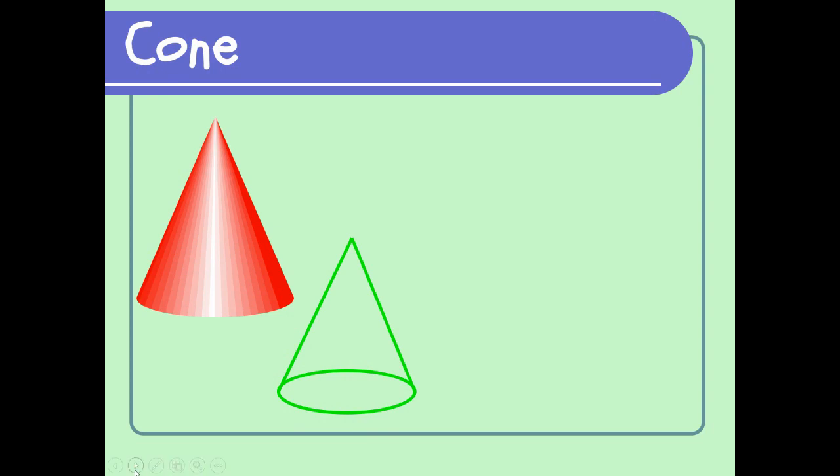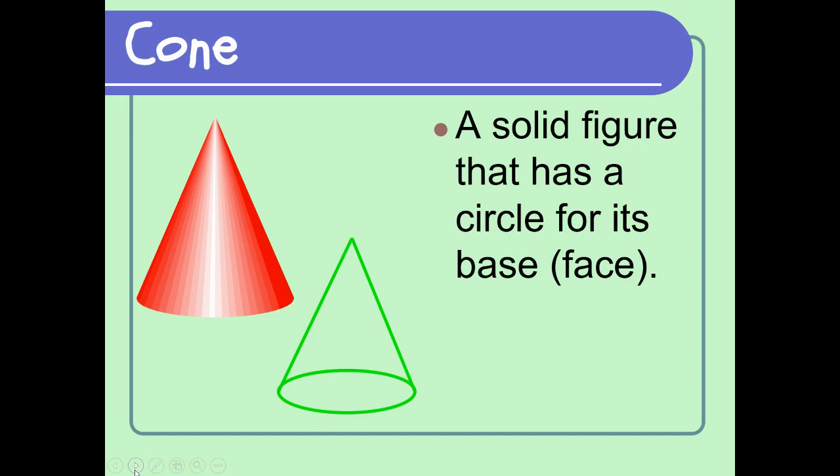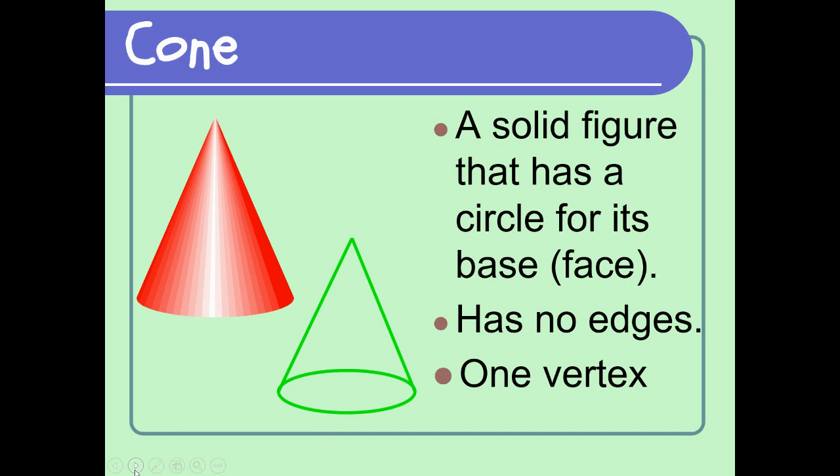Next up is our cone. Makes me think of the party hat. A cone is a solid figure that has a circle for its base or face. The reason why I'm saying base is because that's what it's going to sit on. Anytime we put a cone down, we put it down on its base, which is one of its faces, because otherwise it would roll away. A cone has no edges. It's perfectly round all around. And it has 1 vertex, which is that point at the top.